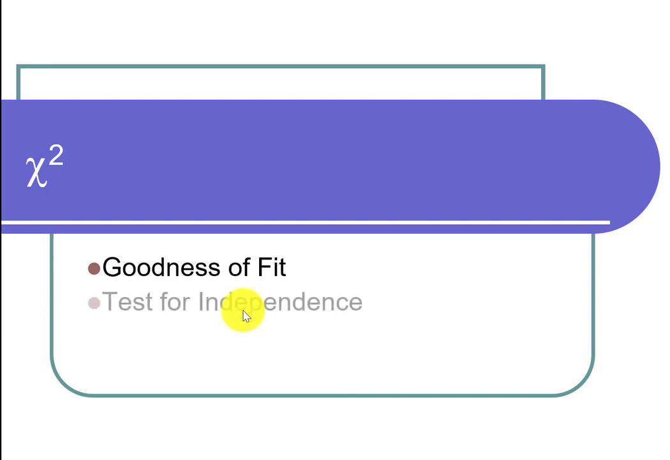Then after the goodness of fit test, we'll look at a test for independence. That's all about when you have two survey questions, qualitative, and you want to find out, are the answers to the different survey questions independent of each other or are they dependent? Or sometimes it's not a survey question, sometimes it's an observation, and you're observing two different things.